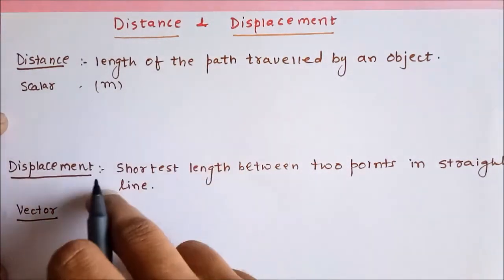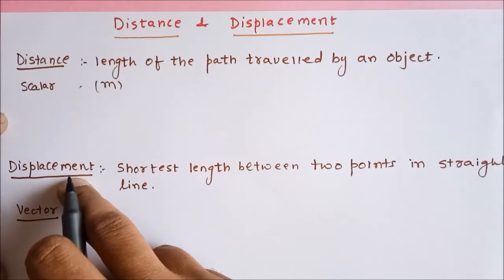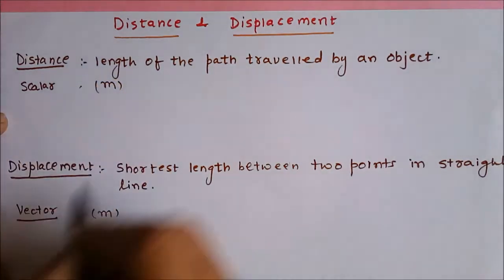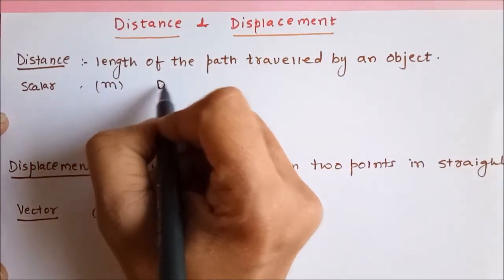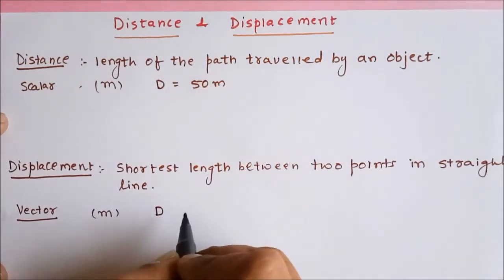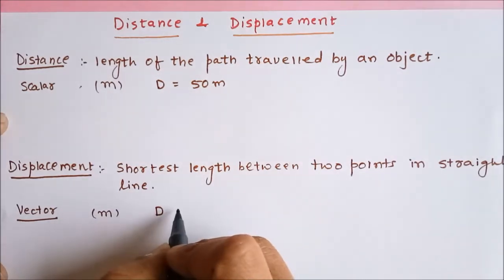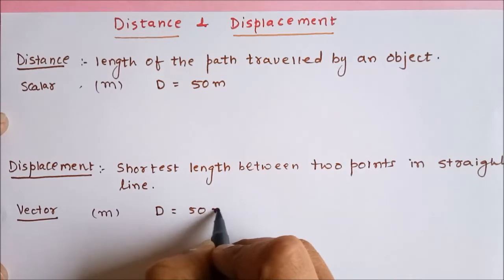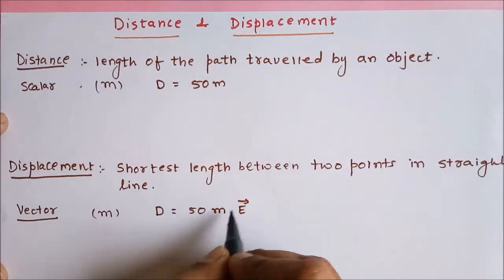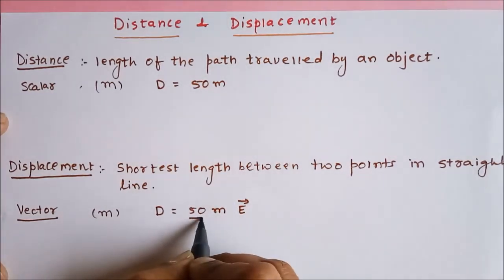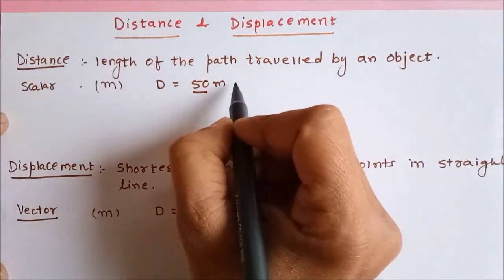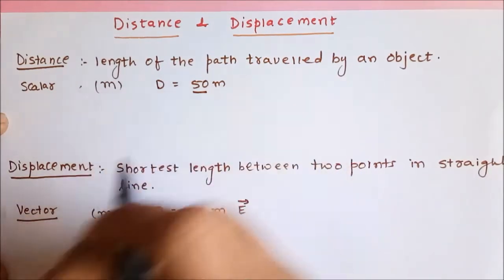The most important difference between both of them is that displacement has direction and magnitude both. Distance has only magnitude. We can say that the distance traveled by a body is 50 meters. Here we can say that the displacement between 2 points traveled by an object is 50 meter east. Here we need to specify the direction as well because it's a vector quantity. This is called magnitude. Magnitude is the number. So displacement has got magnitude and direction, but distance does not have direction.